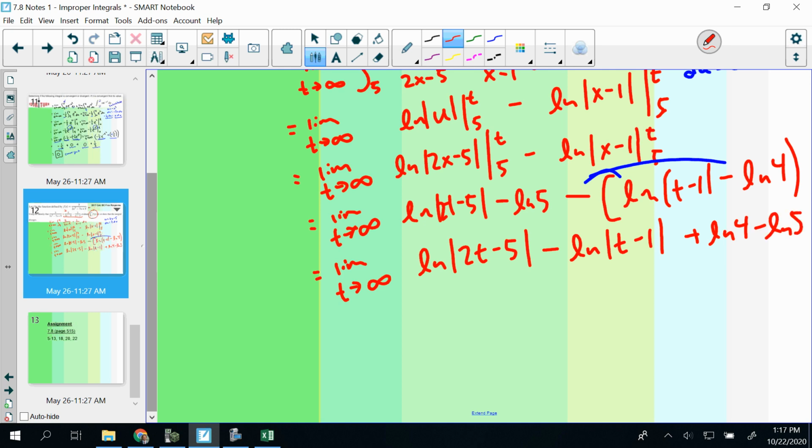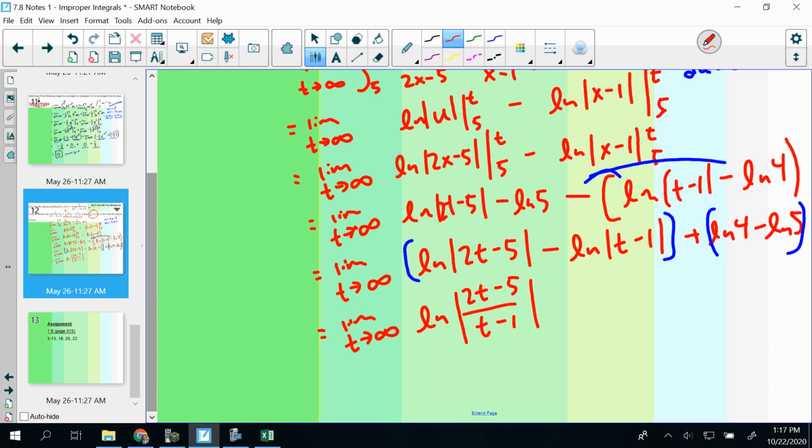We're going to use some natural log properties to help us out here. Remember that if you got two natural logs of the same base, you can combine these together. If you're subtracting, you can turn that into dividing. So I'm going to group these and use that property to write this a little differently here. So this is the limit as t approaches infinity of natural log of 2t minus 5 divided by t minus 1. Similar on that other one, it'd be natural log of 4/5. So what is this limit going to approach now when we go to infinity?